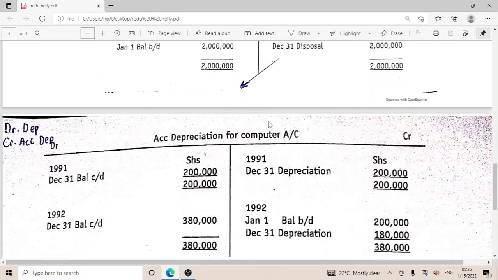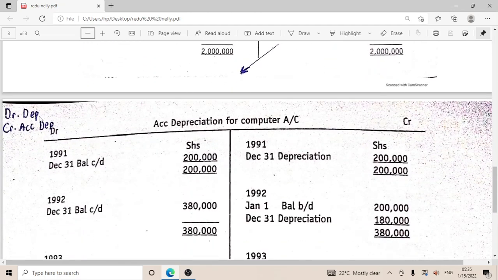Now looking at the accumulated depreciation for the computer account, I want you to always remember this: you debit the depreciation account, and then you credit the accumulated depreciation. Depreciation can be looked at as an expense, so you debit. And with accumulated depreciation, since it's reducing an asset, and the depreciation is accumulating, we credit it, because an asset reduces by crediting. So you may take those reasons for why you're debiting and crediting.